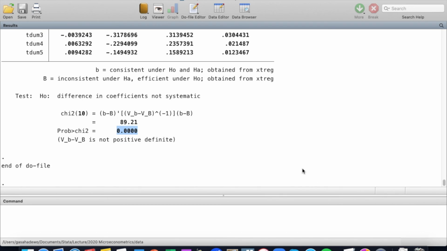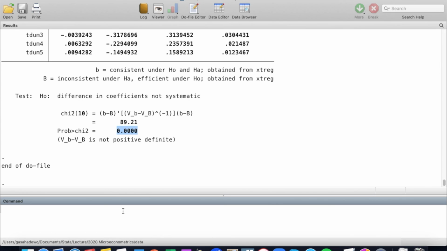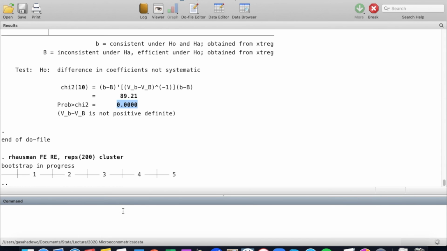Okay. However, again, there is a very big issue in using the Hausman test because of the assumption that there is no serial correlation. But we know that there is serial correlation, and so what we can do is use the robust Hausman instead of just the Hausman. Here I'm going to use 200 repetitions and cluster. Okay, and so Stata is going to do bootstrap standard errors, and then it's going to provide us with the results in several seconds.